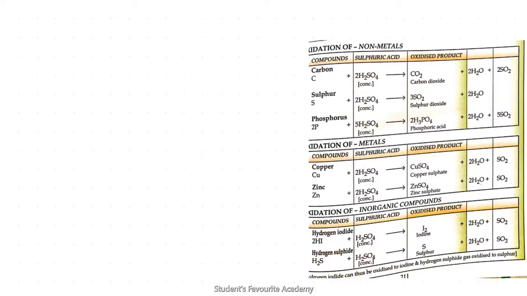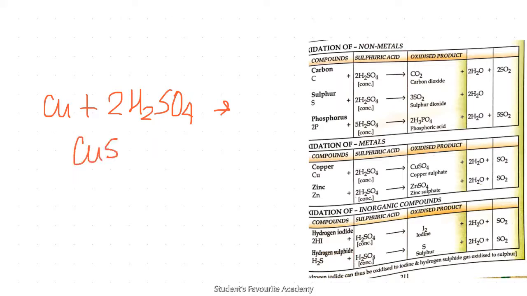So for the metals, suppose this is Cu and it is reacted with H2SO4. Then the same thing is happening here, children. The side products are going to remain the same, that is water and sulfur dioxide. But here, instead of oxidizing, what is happening? This is being converted into salt, that is CuSO4, and then the rest of the product remains the same.